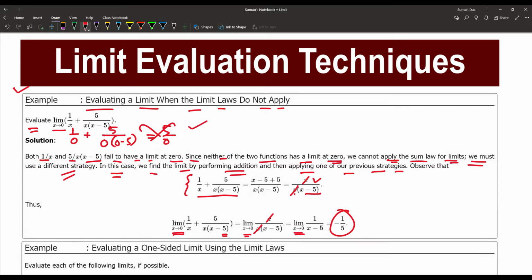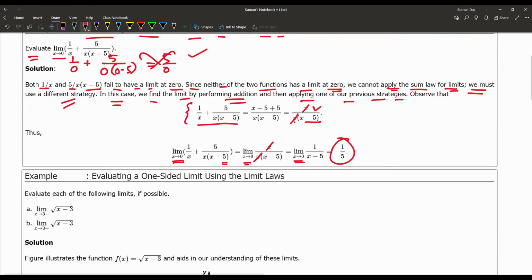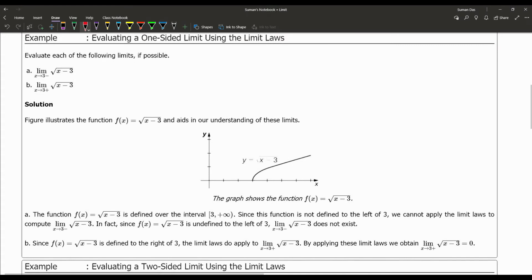So that is the first problem, where we can see that the limit laws cannot be applied but we can still evaluate the limit. Let's check the second problem, and that is more interesting: evaluating a one-sided limit using the limit laws. The function is given as the square root of x minus 3, with the limit x tending to 3 minus, and the same function, square root of x minus 3, but here x tending to 3 plus.